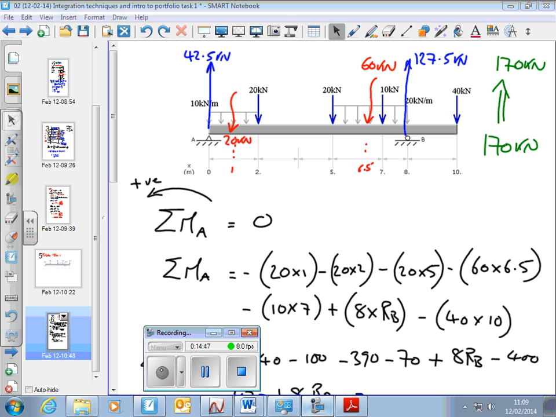That's a useful check. We could have taken a shortcut. We could have worked out what the reaction force was at A, 42.5, and then just subtracted that from 170 to get the reaction force at B. But if we made a mistake in this part of the calculation, we wouldn't pick that mistake up. So I would always recommend that you work out the moments for both and then use that as a check. I think you can be fairly confident now that those reaction forces are correct because they add up to 170.